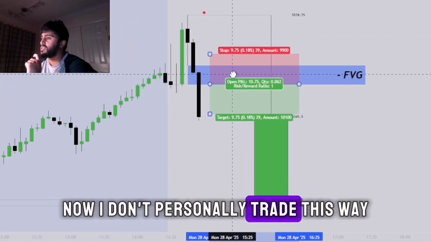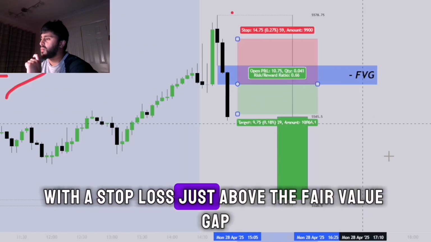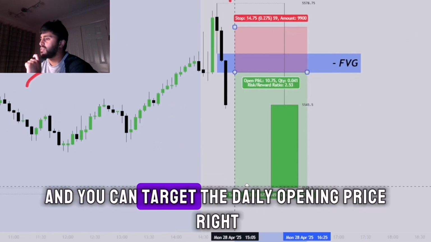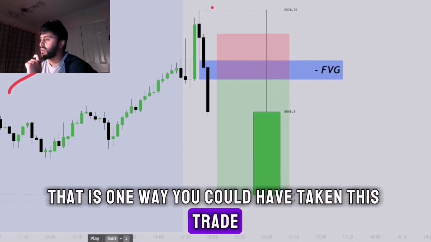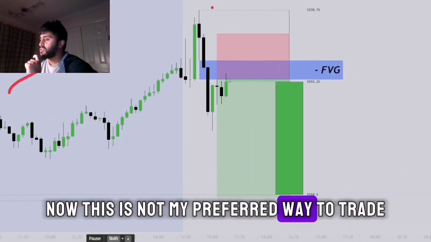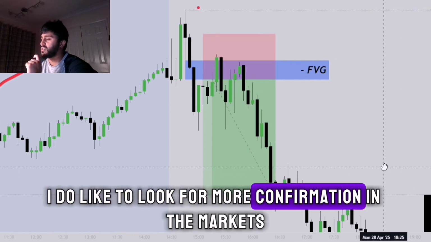Now, I don't personally trade this way, but you could have had a limit order at this fair value gap with a stop loss just above the fair value gap, and you can target the daily opening price, right? That is one way you could have taken this trade. Now, this is not my preferred way to trade. I do like to look for more confirmation in the markets.